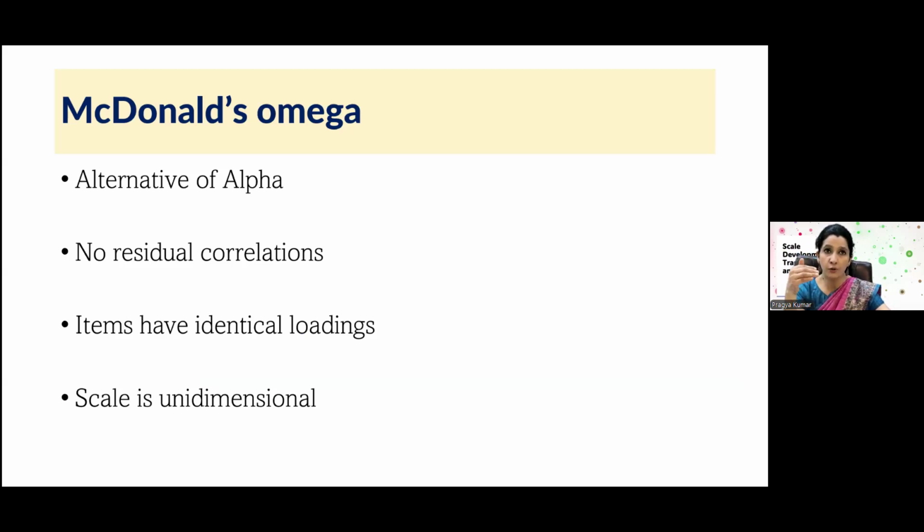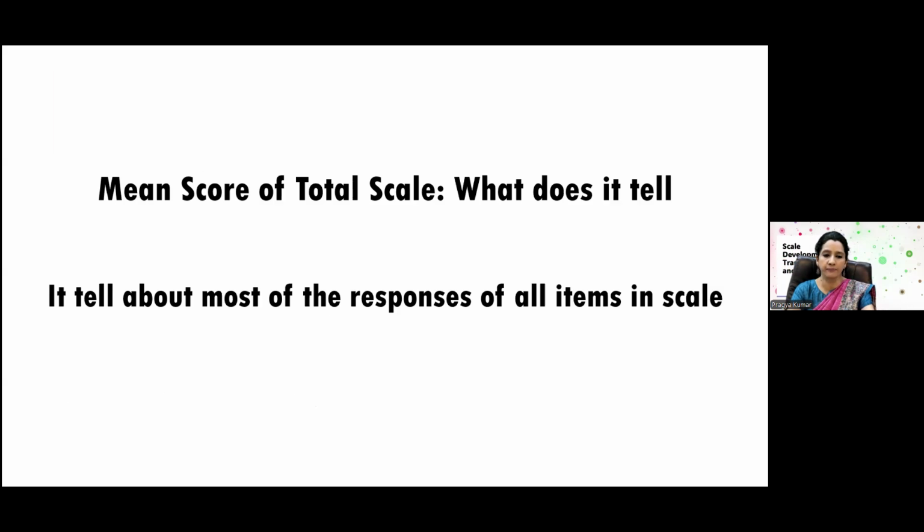It assumes that there are no residual correlations and all the items have identical loading. We will understand loading in factor analysis. So till now you can ignore this part and only remember that McDonald omega is an alternative to alpha, which is superior to alpha and is dimension independent.